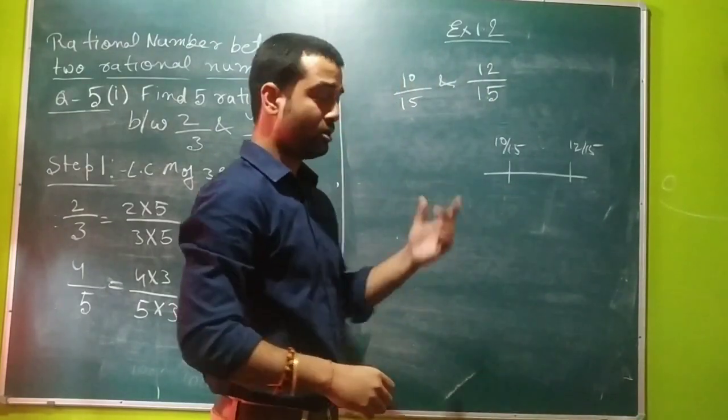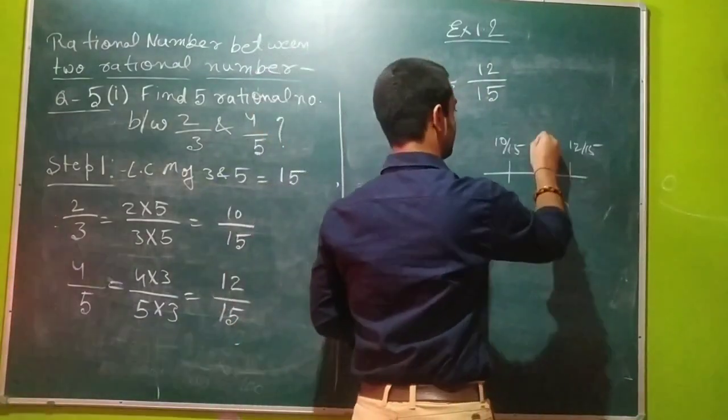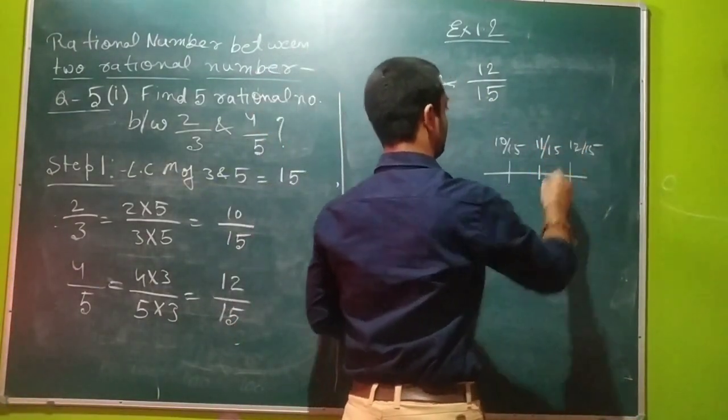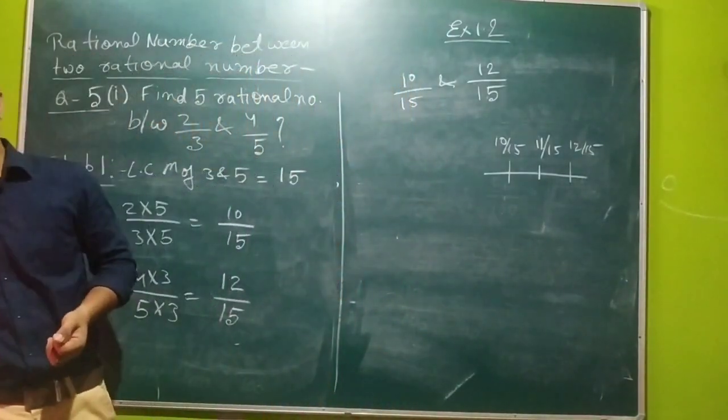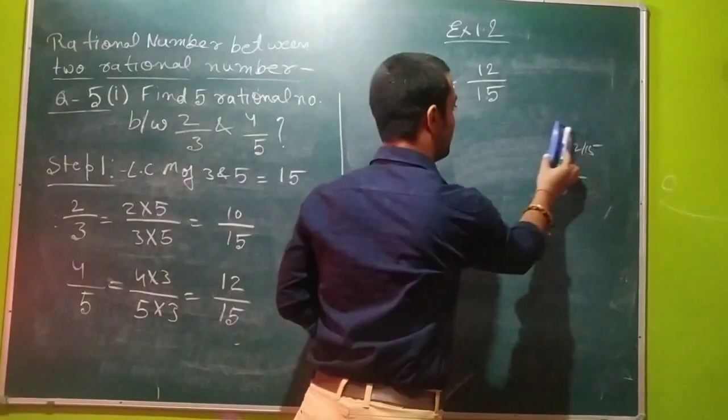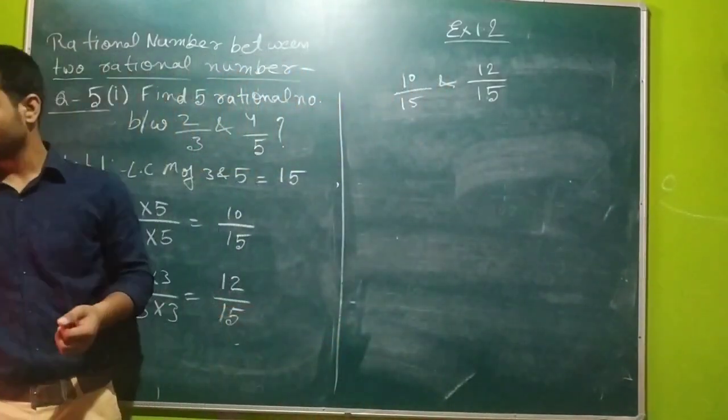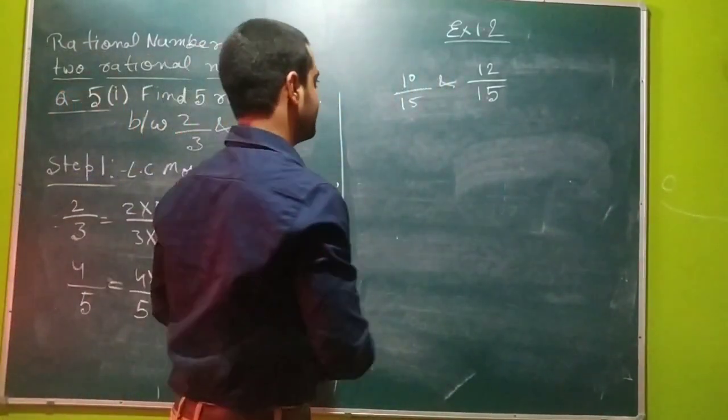Now, if we go on the number line from 10 upon 15 to 12 upon 15, on this measurement, the only number we will get in between is 11 upon 15. That is only a single rational number. So, in that case, we again have to multiply these two rational numbers with any desired number.